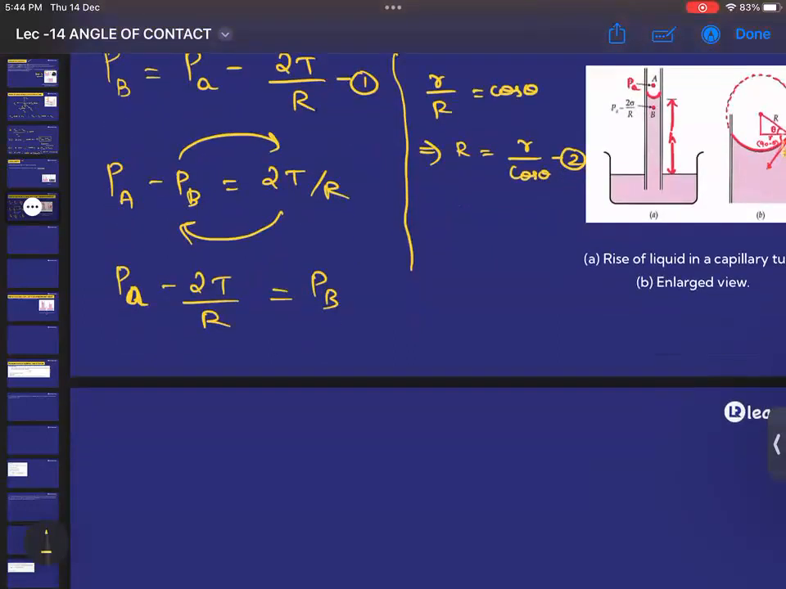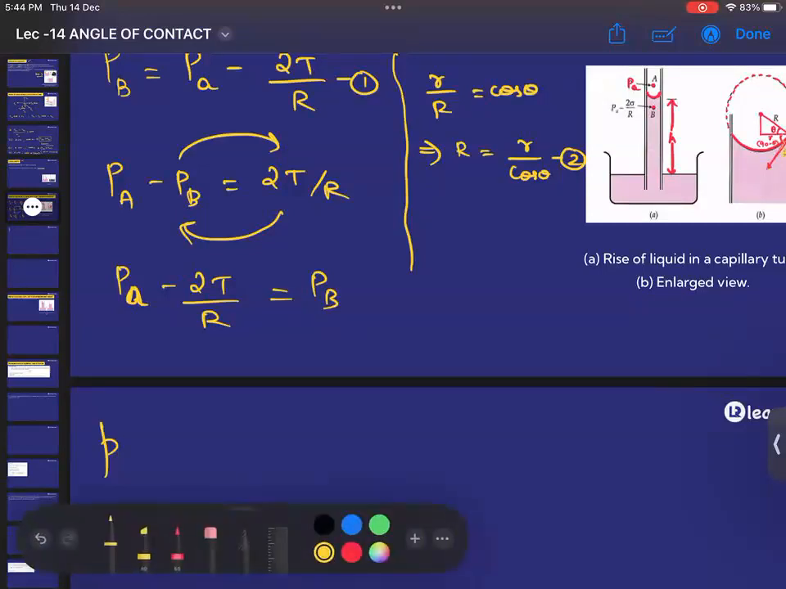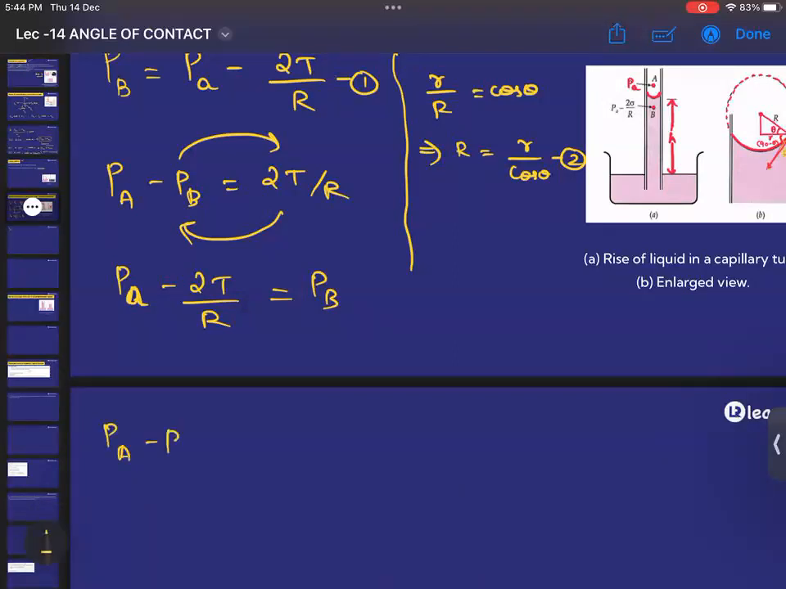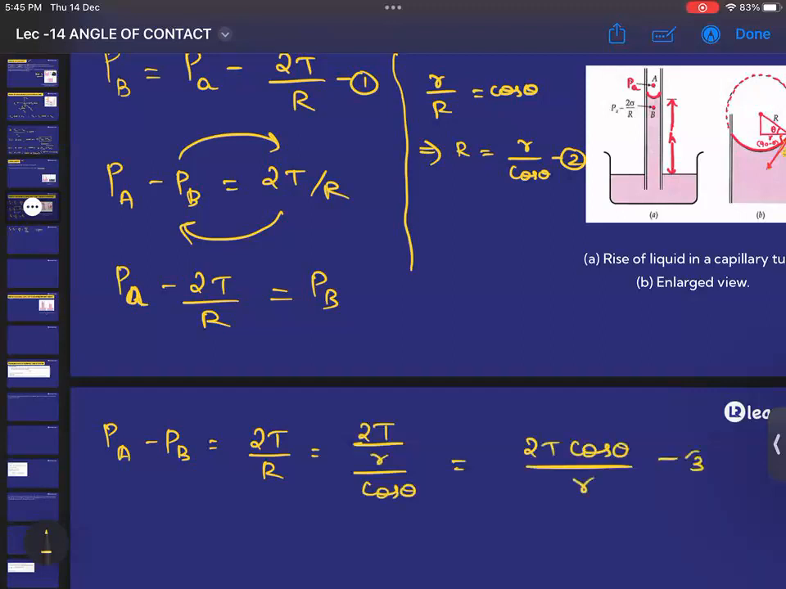Now, can I say the excess pressure, that is PA minus PB, is 2T by R, right? So this is the excess pressure. PA minus PB is equal to 2T by R. So 2T divided by, in the place of capital R, can I write small r divided by cos theta? So this is nothing but 2T cos theta divided by r. Let me call this 3. Any doubt in this expression?